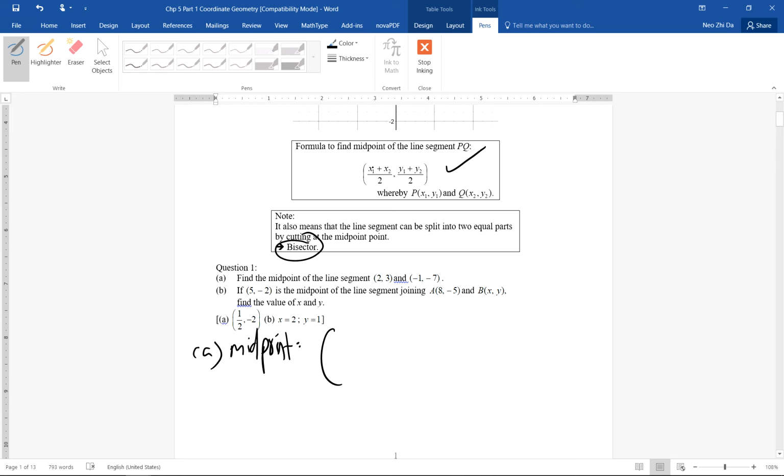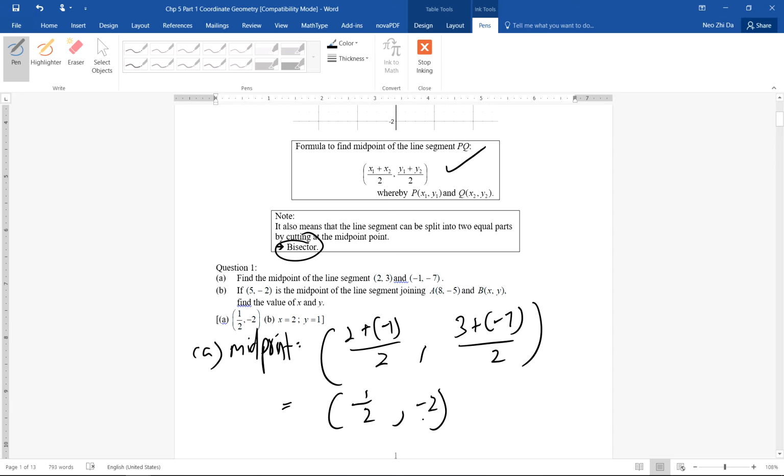So midpoint, basically you take the average of the two x values, 2 plus negative 1, whole thing over 2. Then the y you also take the average, 3 plus negative 7, whole thing divided by 2. So what will it give you? 2 plus negative 1, 1, gives you half. 3 plus negative 7, negative 4. Negative 4 divided by 2, negative 2. This is the answer for A. Now, I need you to go and do B by yourself. B is your homework.